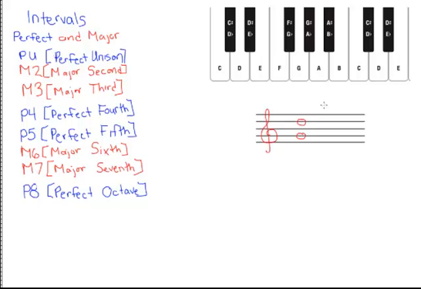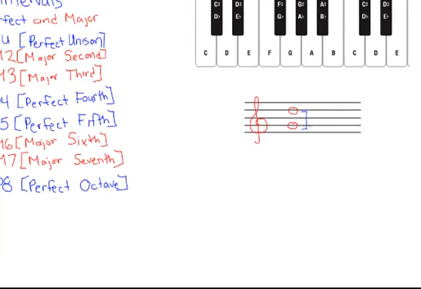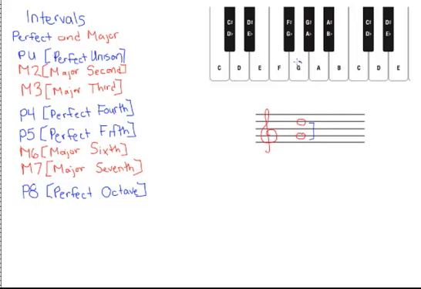Okay, so what is an interval? Well, an interval is the distance between two notes or pitches, measured by semitones. So if we have a G and a D here, the distance between those notes would be the interval. Here's our G, here's our D. Our distance between these would be 7 semitones.